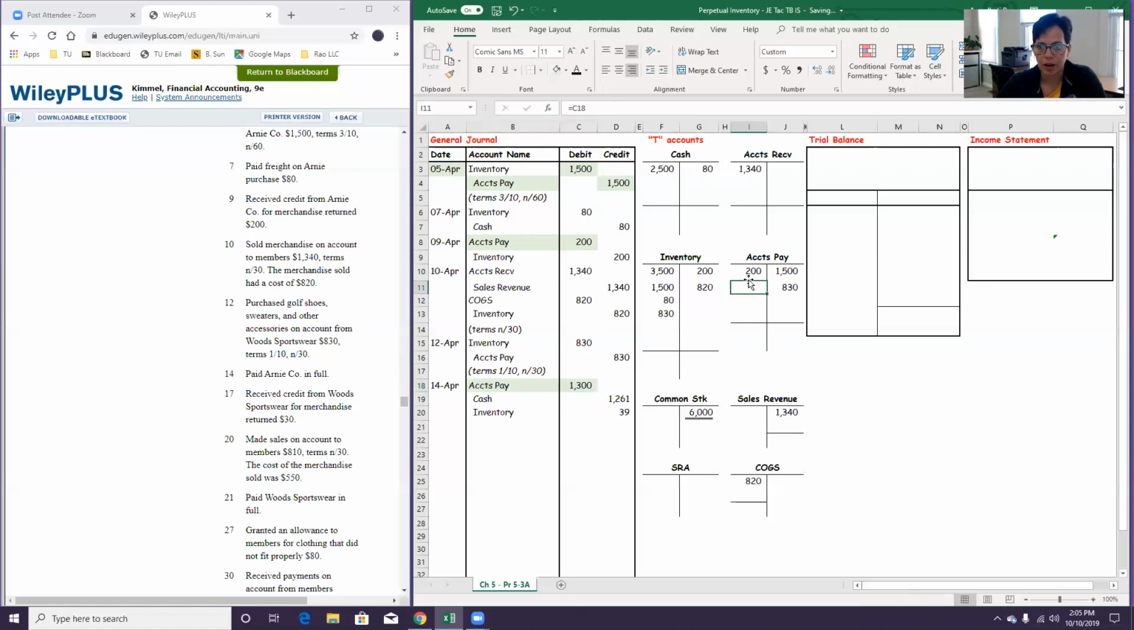Okay, so now I'm ready to post the journal entry into the T accounts. Accounts payable debit, cash credit, and inventory credit.